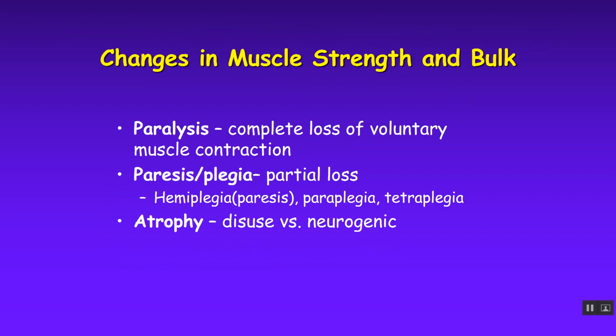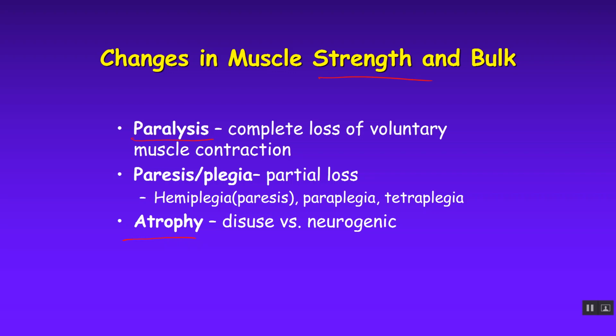Regarding each of these a little more specifically, changes in muscle strength and bulk. If you have loss of strength, it's typically called paralysis or paresis, and then bulk, atrophy. Paralysis is where you have complete loss of voluntary muscle contraction. The person is totally paralyzed. They can't move their limb at all. Try to move it, nope, it's paralyzed. Try to move your leg. Paralysis. They have no movement.